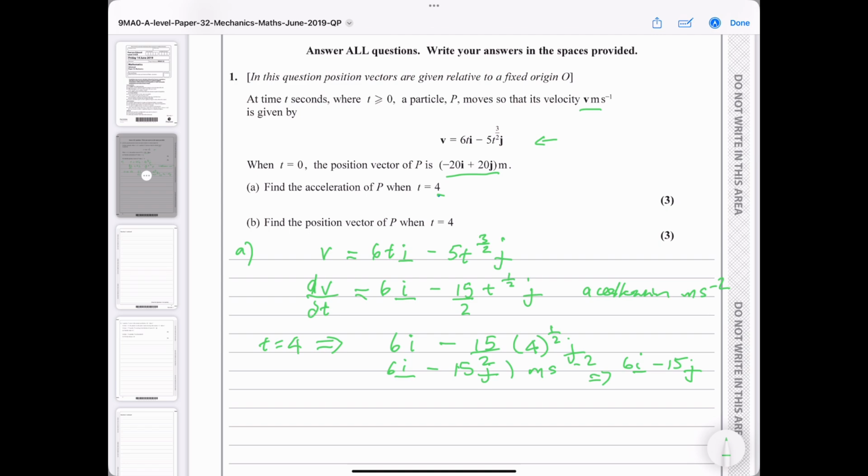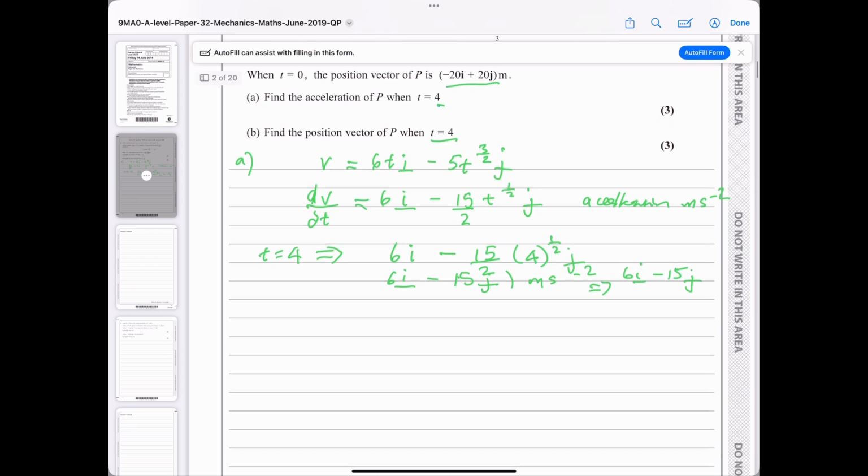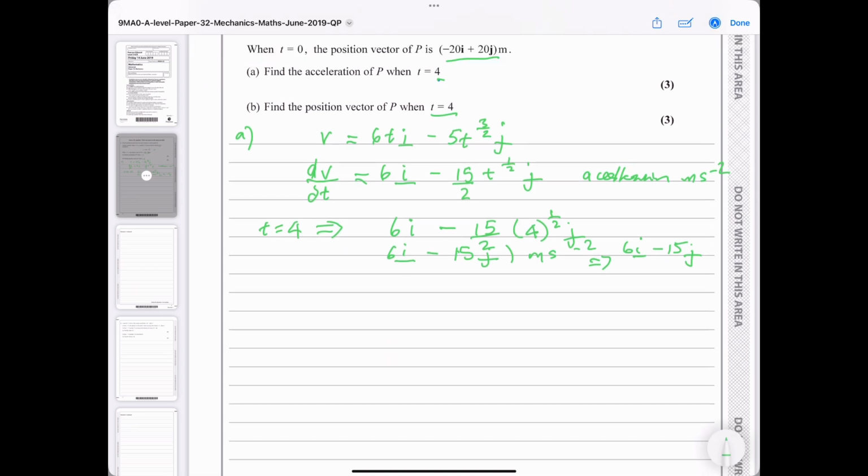Now, the second bit: find the position vector of P when t equals 4. So what we're going to do here is go back, and we know v equals 6ti minus 5t to the 3 over 2 j. In order to find position, we need to integrate. So we need to find the integral of 6ti minus 5t to the 3 over 2 j.